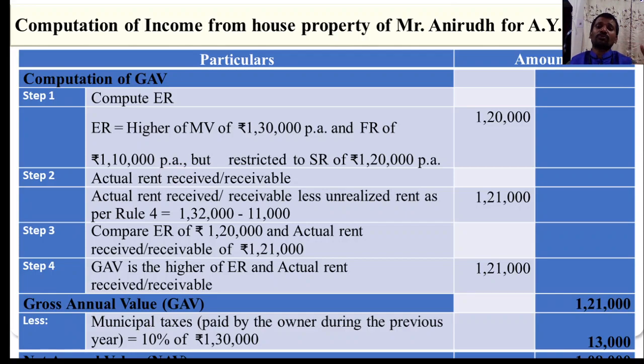Standard rent or more amount of municipal value or standard fair rent has to be compared. Then whichever is less, that has to be taken into final as expected rent. Here expected rent equals higher of municipal value of rupees 1,30,000 and fair rent of rupees 1,10,000, but restricted to standard rent of rupees 1,20,000.